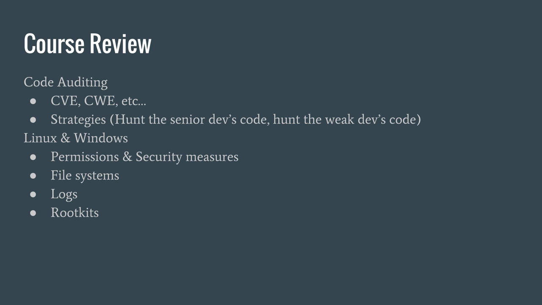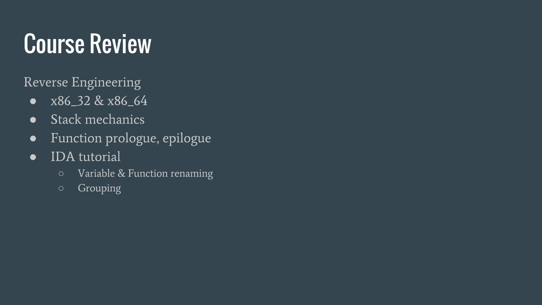Then we covered Linux and Windows internals. We covered permissions and security measures that the operating systems provide, how file systems work, and what actually happens when you delete a file. We discussed many of the logs on these systems, and we discussed rootkits and rootkit defenses for each of these systems. We had a reverse engineering workshop for x86 32-bit. We did discuss some 64-bit, but in general you should be familiar with stack mechanics. You should be able to identify a function prolog and epilogue, and you should have had some hands-on with IDA both in the exercises as well as the homeworks.